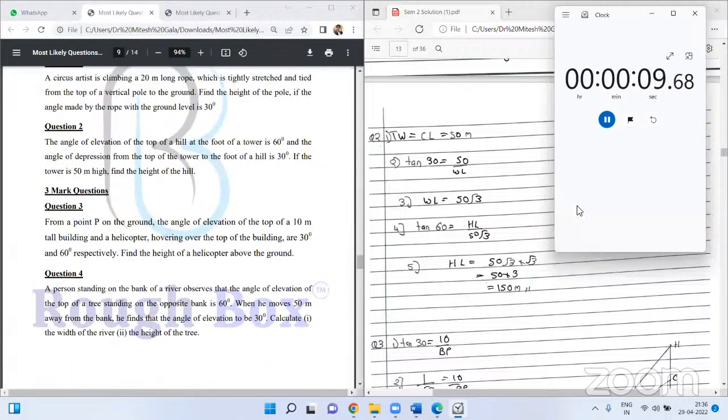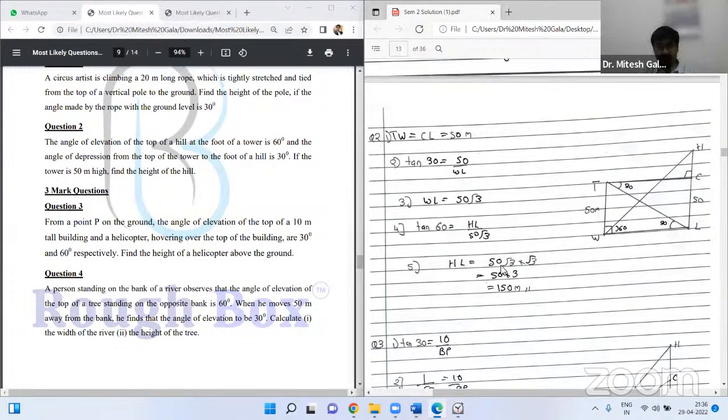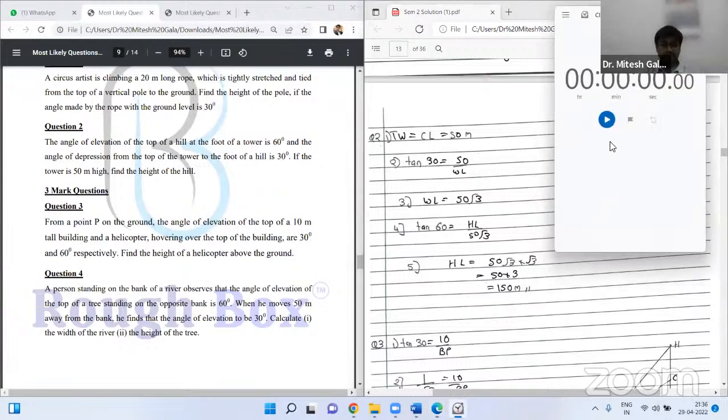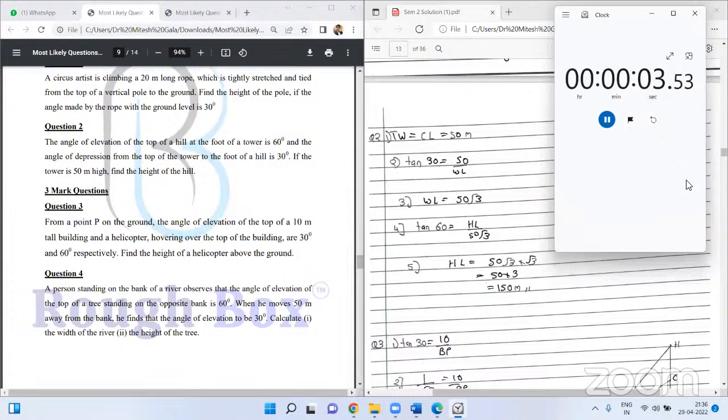Sir, I did not understand that addition. One minute. This is not addition, it is multiplied: 50 root 3 into root 3. So 50 into 3, which is 150. Samjha? Yes. Chalo, question 3. Go for it, everyone.